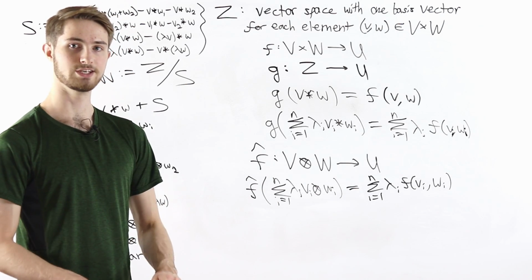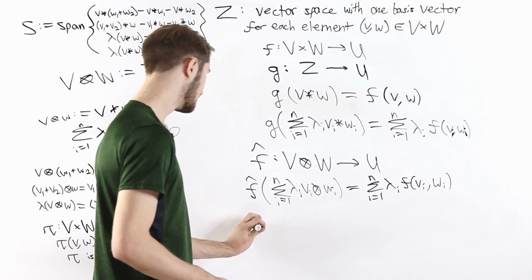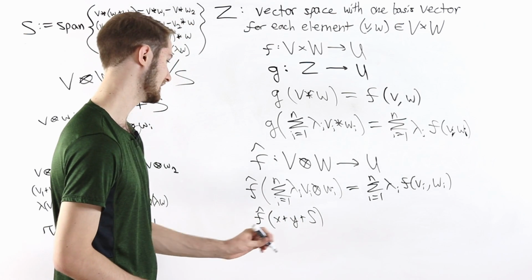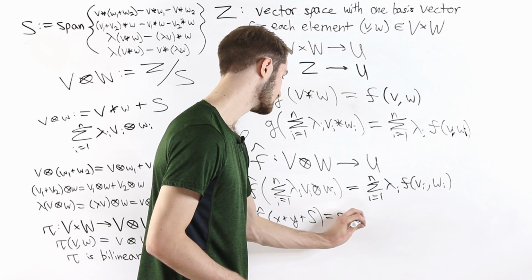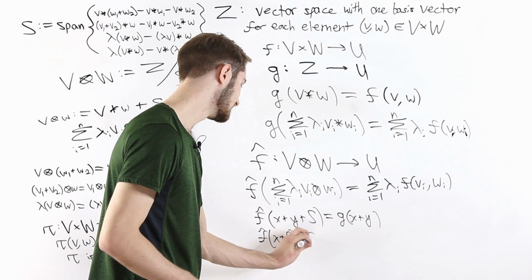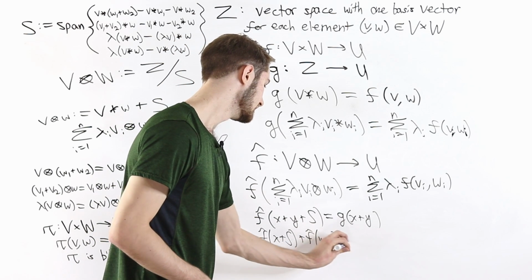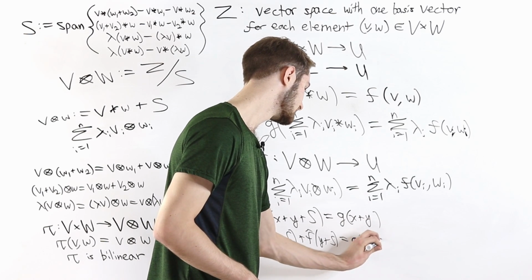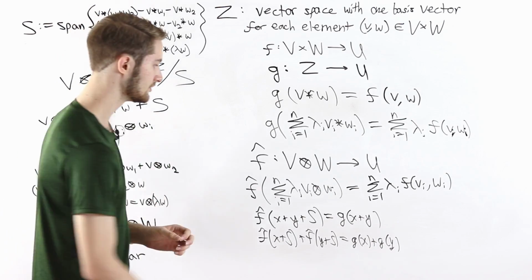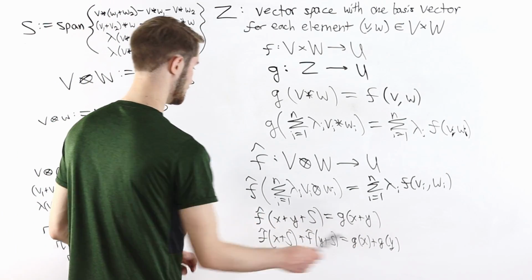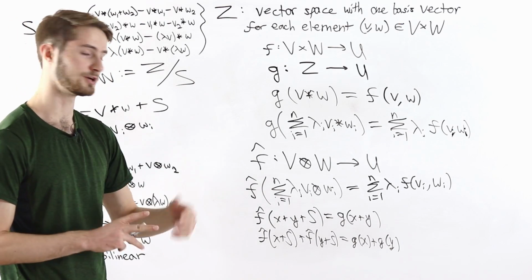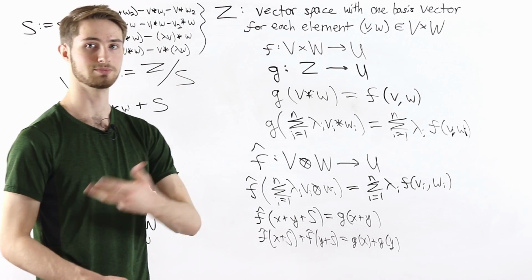Now we can actually get some additional properties of this map f hat. First of all, f hat is linear, because let's take a look at what is f hat of x plus y. By definition, this is g of x plus y. But if we look at f hat of x plus f hat of y, this is going to be g of x plus g of y. And we already know from earlier that g is a linear map. So g of x plus y equals g of x plus g of y. And therefore, we've just shown that f hat is also linear. We can make the same argument if we look at f hat of lambda x.